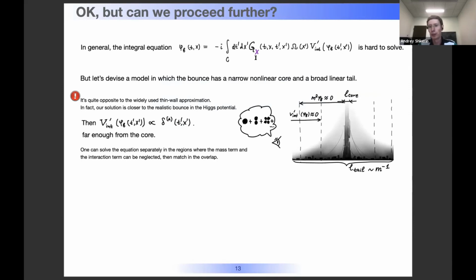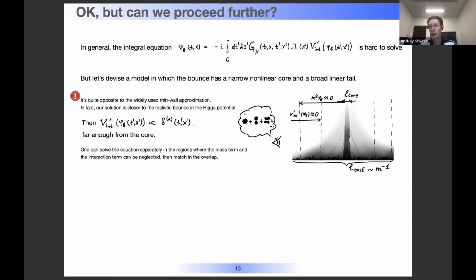Imagine that you have a model in which the bounce has the following structure. So it has a tiny nonlinear core where it probes the true vacuum region, and it has a broad linear tail of the size of the Compton wavelengths. The crucial observation is that if you look at the core from far away, we don't see its structure. We see it as a point-like object, which means that in this region, we can replace the nonlinear term in this expression simply by the delta function. And then we obtain that the bounce is simply proportional to the Green's function.